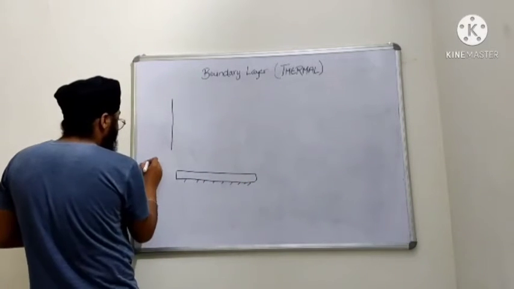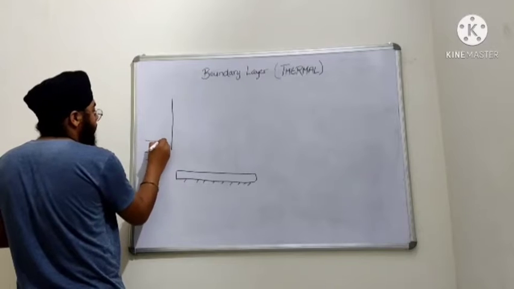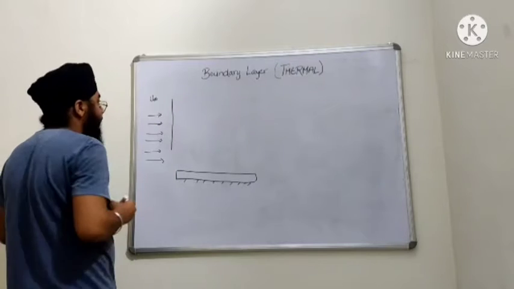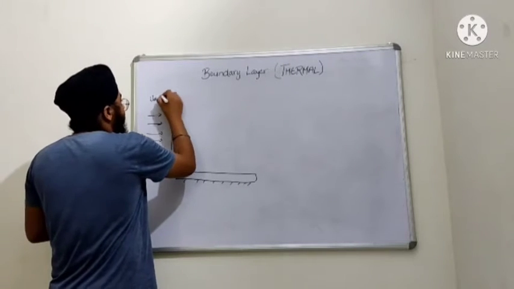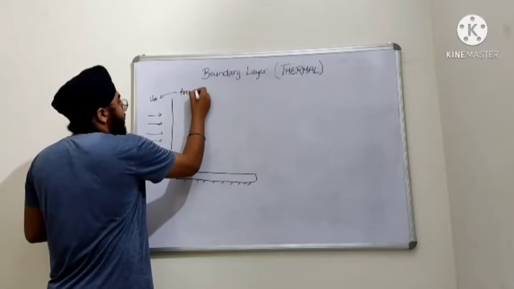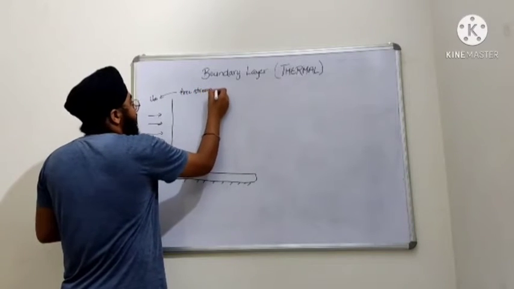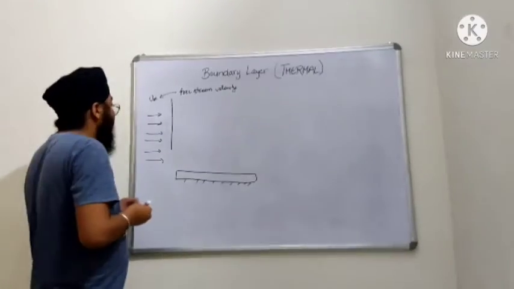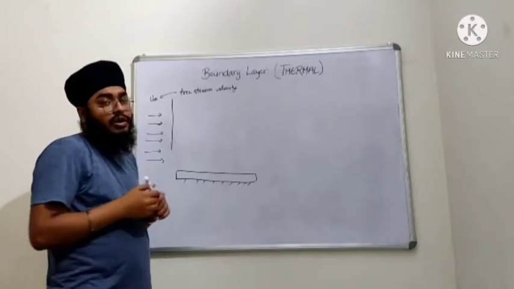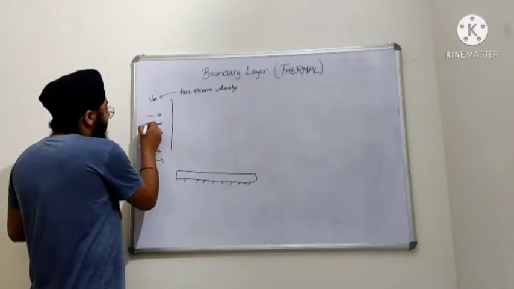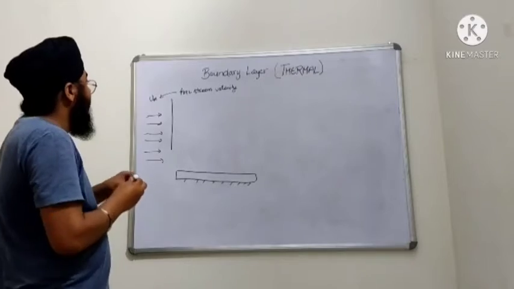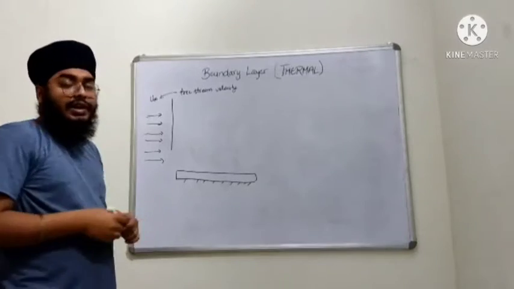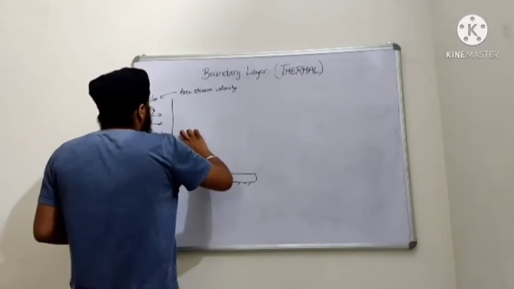And let us say there is some fluid which is coming this way with the velocity u infinity. Now, this velocity is the fluid's free stream velocity. What do we mean by free stream velocity? That it isn't under any effect, no external factor is affecting this velocity. Each and every layer has the same velocity, that is u infinity.